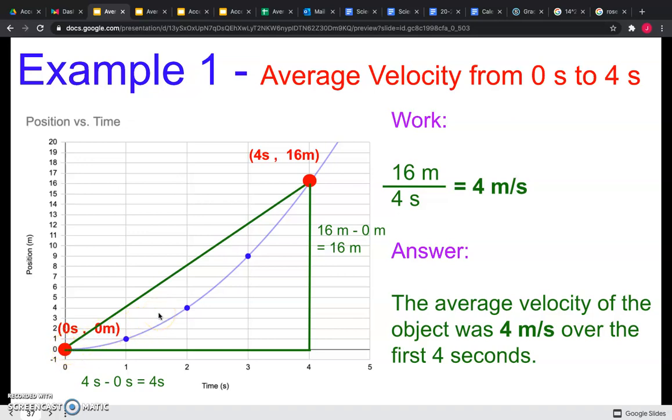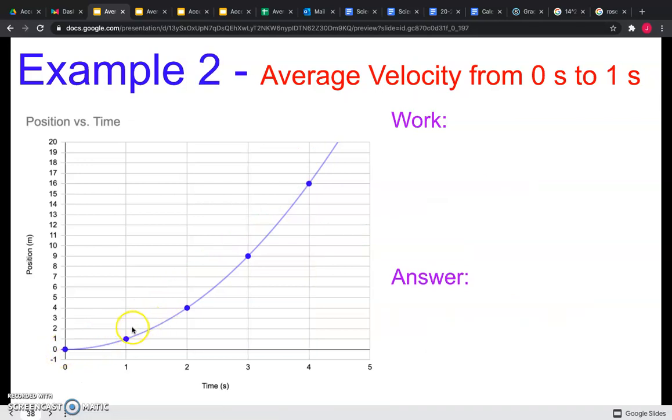Watch what happens though when we use the average velocity to just find the average velocity over the first second. What I think you're going to see is as we go from 0 seconds to 1 second, that green line going in between is a much better fit on that blue line. Look at it, it almost completely covers it up. There's just a little section down here where it dips underneath. And because this section is straighter, we're going to get a better estimate of the velocity by using the average velocity here.